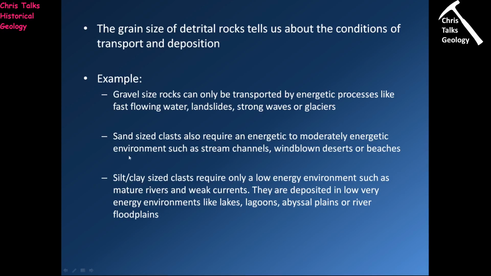At the bottom end of the scale, we have the silts and clays. These are obviously very, very small particles. It doesn't require much energy to move them, and so silt and clay-rich rocks are often associated with quite low energy environments. So things like slow-moving waters, like mature rivers, areas that have weak currents. So we might expect to find them in environments like lakes, lagoons, the abyssal plain, the deep ocean, or the floodplains surrounding rivers. These very, very low energy systems where these very, very fine particles can settle out of the water because the water is almost stationary.